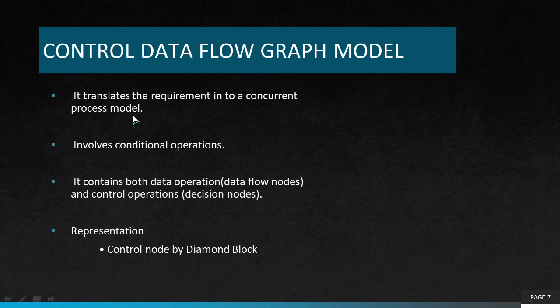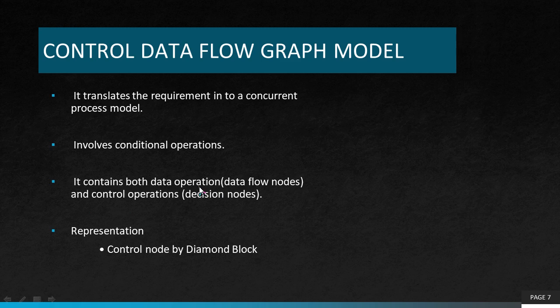So the above one, that is data flow graph model, was sequential. Here control data flow is concurrent. Then it involves conditional operation. So this is the main point, that is the main difference between data flow graph model and control data flow graph model. In control data flow graph model, there is conditional operations. Then it contains both data operations and control operations.